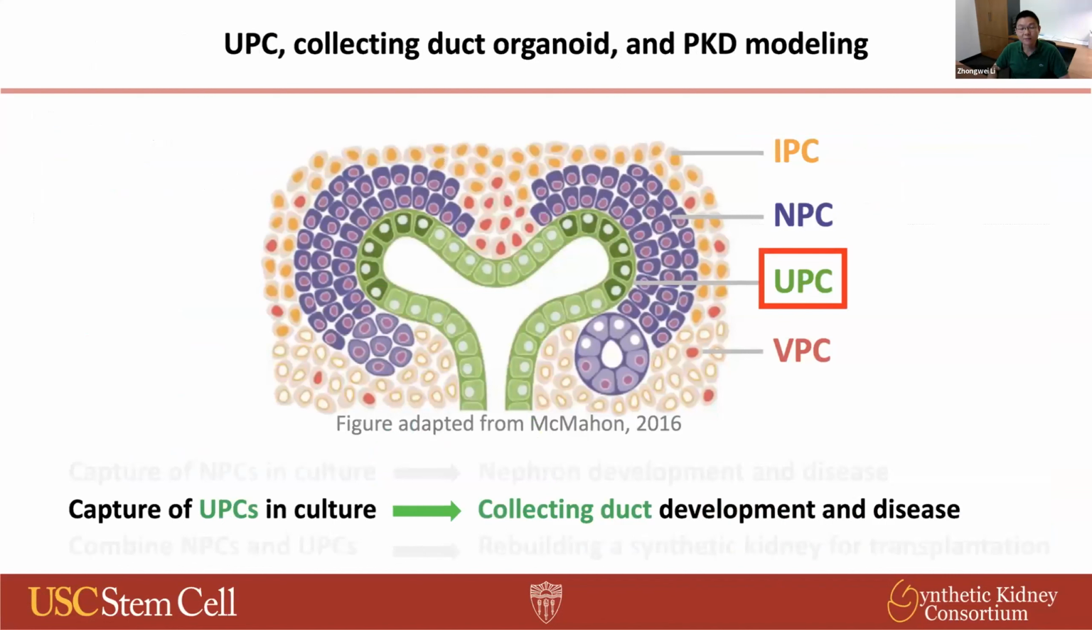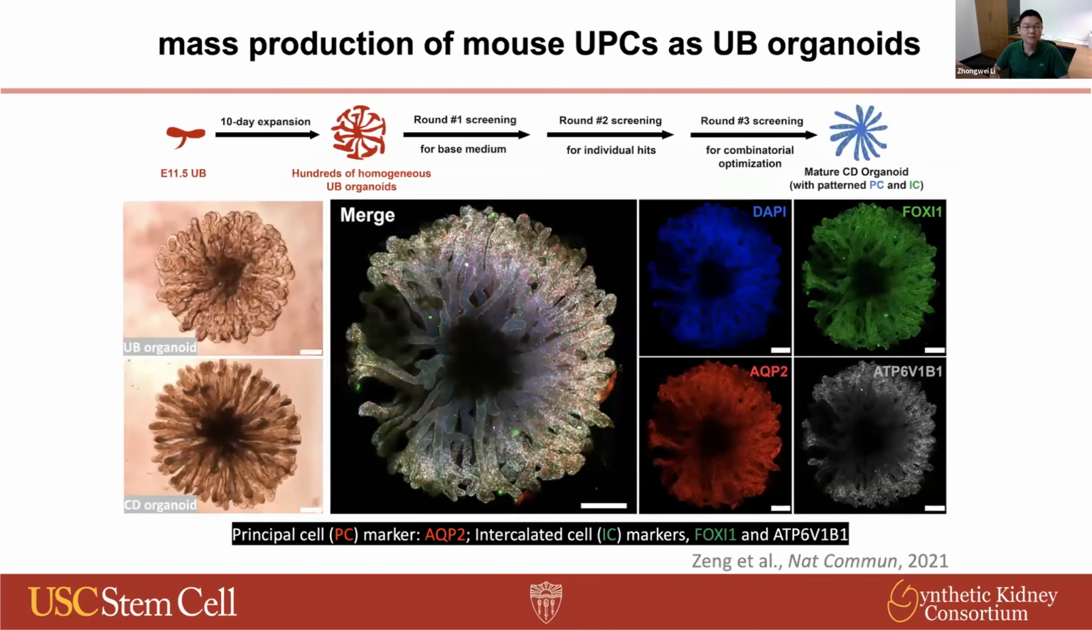On the other hand, my lab is interested in developing similar systems that can capture collecting duct development. Starting from the mouse model, we manually isolated E11.5 UB from the mouse embryo, and we have identified a cocktail of medium that can expand the UB tip cells in the form of UB organoids.